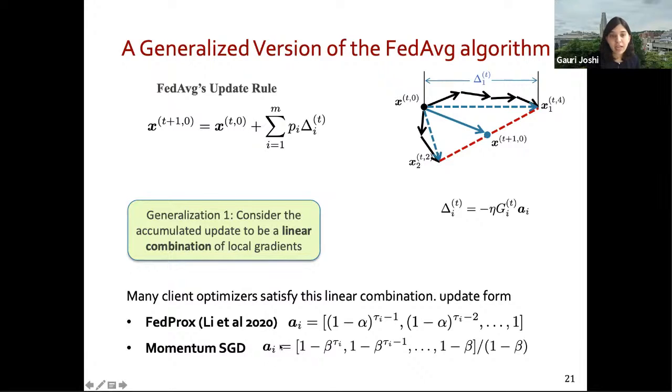And note that A_i can even be different for different clients. So one client can use vanilla SGD, one client can use momentum SGD, etc. They could even use different learning rates. So all of that can also be subsumed in this form. So this is one generalization.